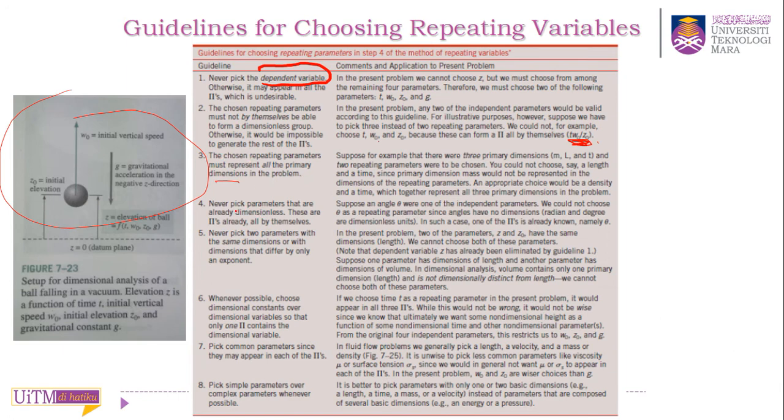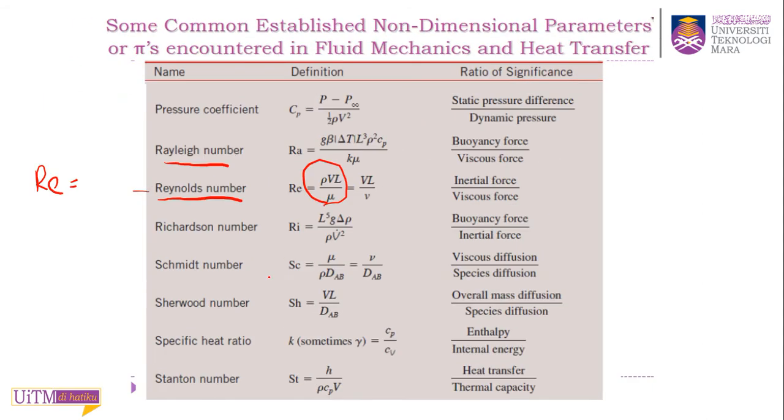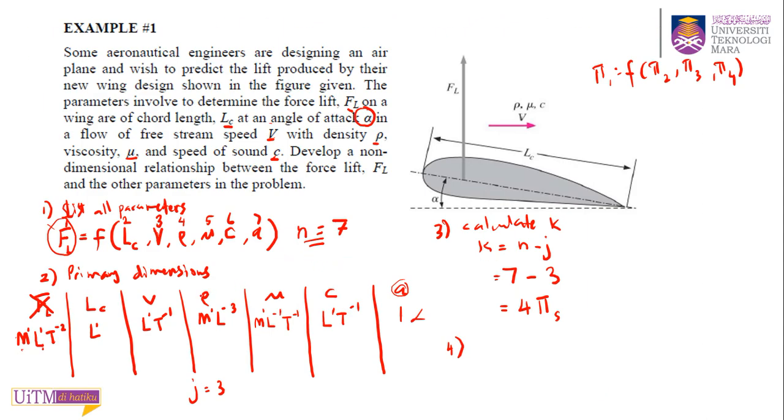And the fourth guideline, never pick parameters that are already dimensionless. In this example, which parameter is already dimensionless? Angle of attack. So we cannot choose this as our repeating variable because it is already dimensionless. Okay, so we are left with only 5: L, V, rho, mu and C. Okay, so we need to choose 3 repeating variables.